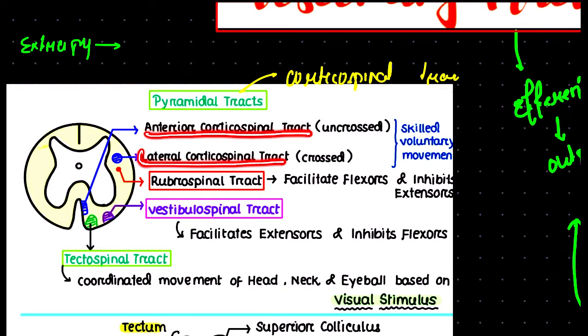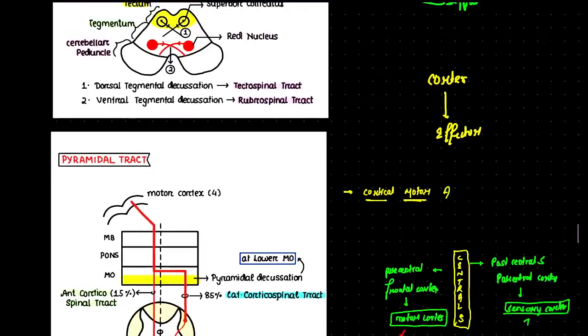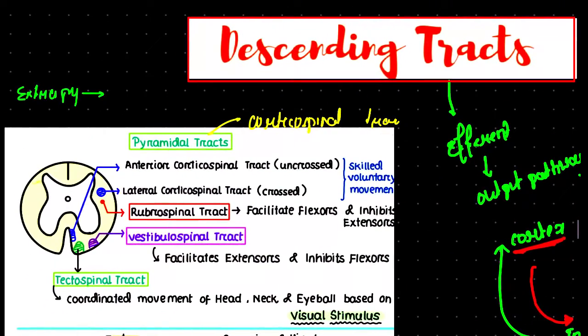Now the lateral one, as the name suggests, is present in a lateral location, and the anterior one is located anteriorly, or we can say the ventral corticospinal tract, and the other is the lateral corticospinal tract. We'll see these tracts in this diagram, so no need to worry.